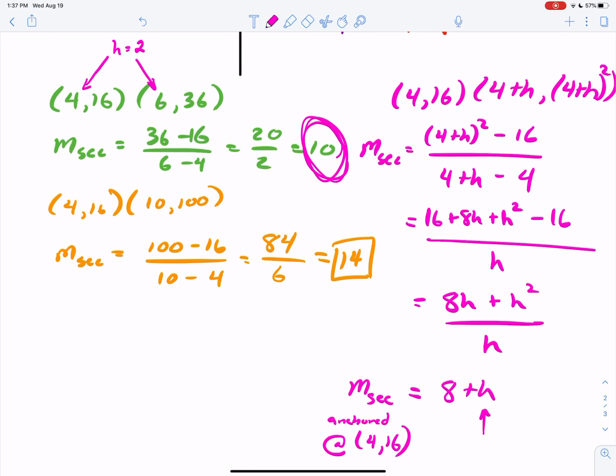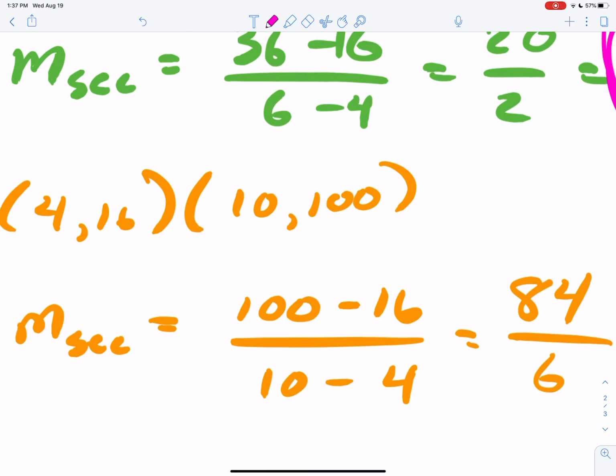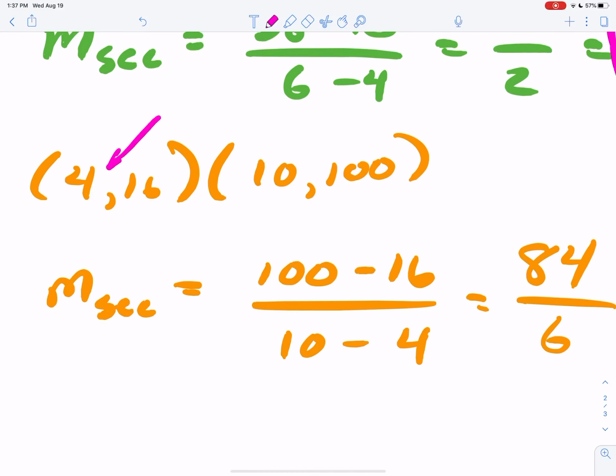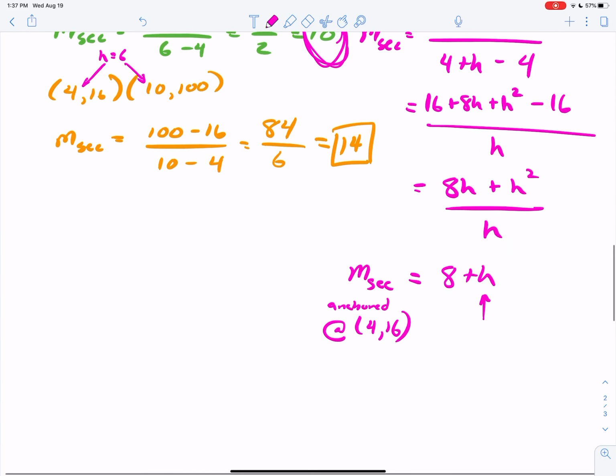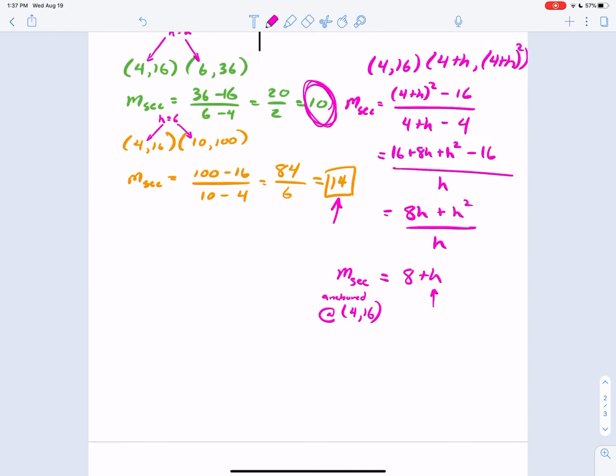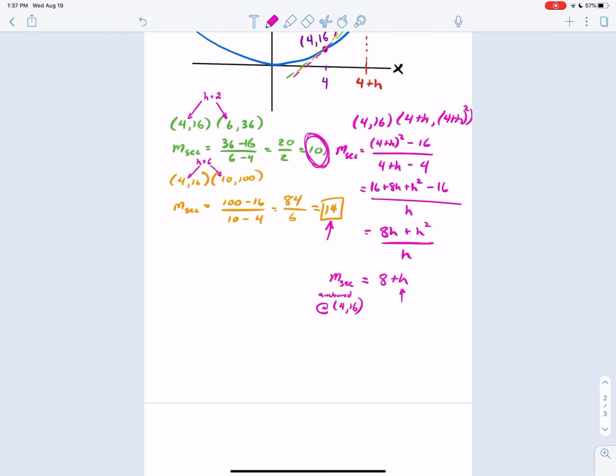Okay, now over here in the orange line, what was h? How far is 4 from 10? H right there is 6. So take a look at our formula. 8 plus 6 gives us 14, which is actually our slope right there. So we were able to come up with a very generic way of finding the slope of a secant line anchored specifically at (4, 16).